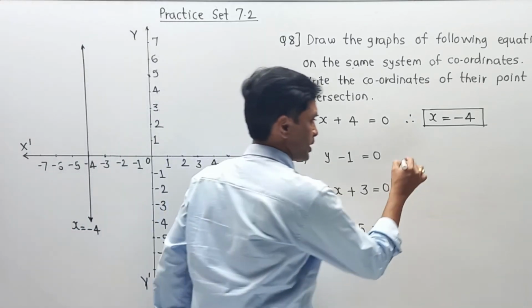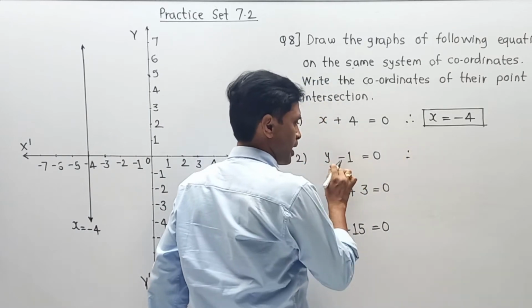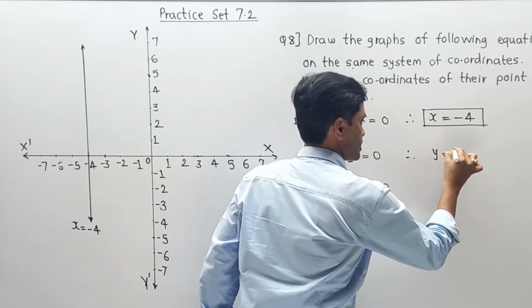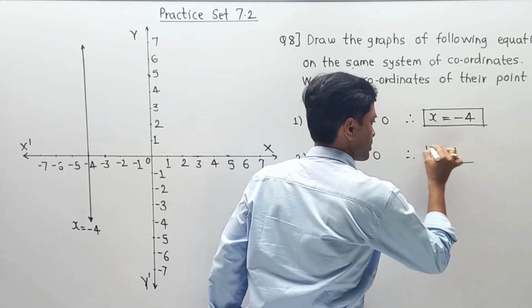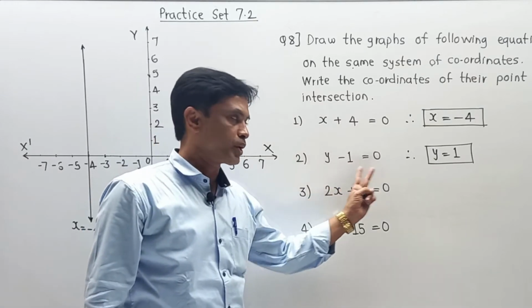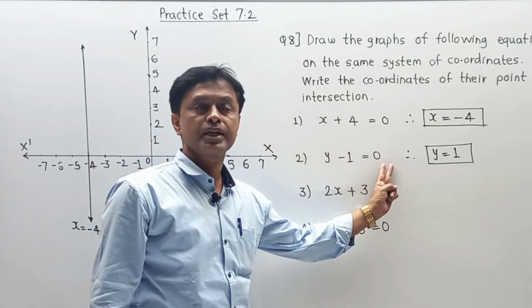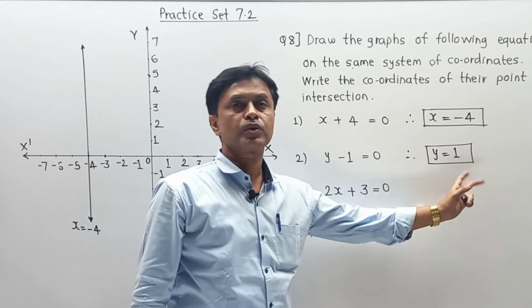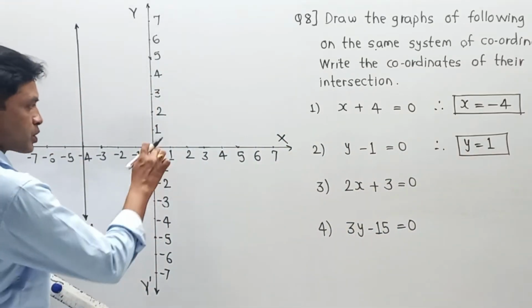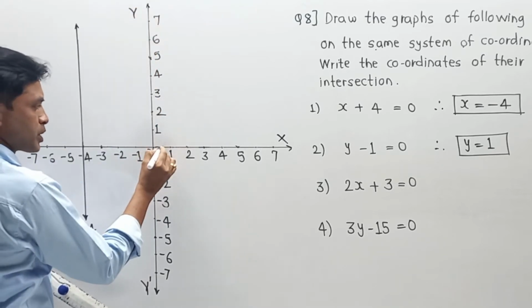If I want to modify it, the y minus 1 part shifted to that side becomes plus 1. So y is equal to 1. This is nothing but the second equation of a line. Remember, y minus 1 equal to 0, shifting minus 1 to that side, it becomes plus 1, and y is equal to 1. That is our required line.